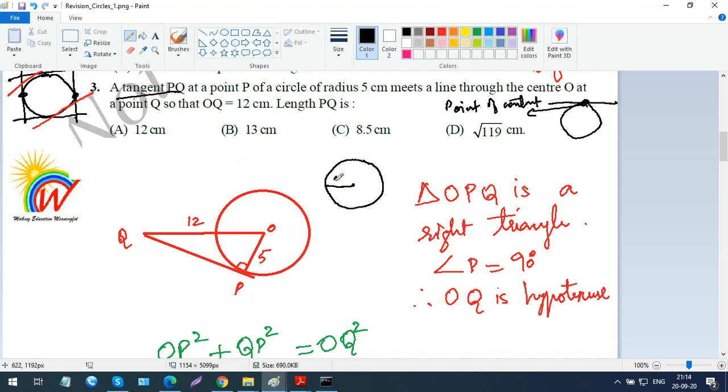Now they are saying there is a tangent PQ at point P of the circle. So let's say I have a point P over here. I have to draw a tangent at point P like this. This is the tangent at point P. Now a tangent PQ, sorry, is it PO or PQ?